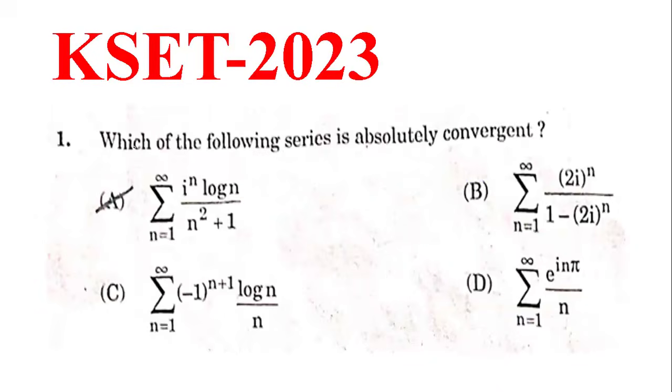Therefore, the correct option for the absolutely convergent series is option A. Summation n equals 1 to infinity, i^n by i^n log n divided by n squared plus 1. By using the Bertrand test, this is convergent.